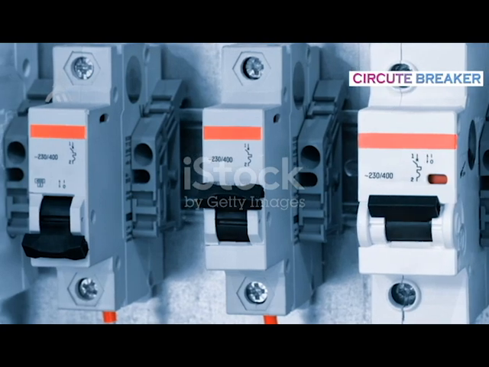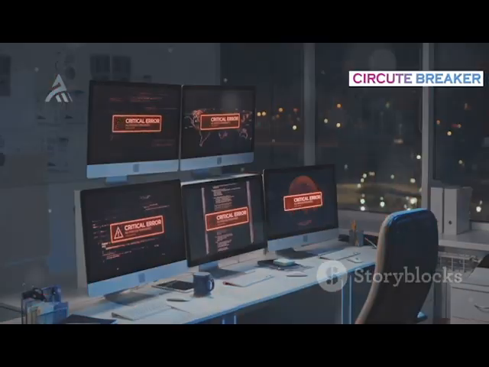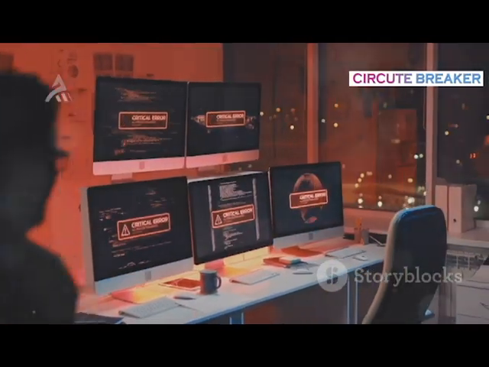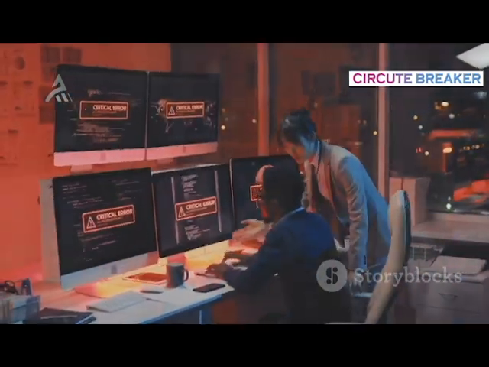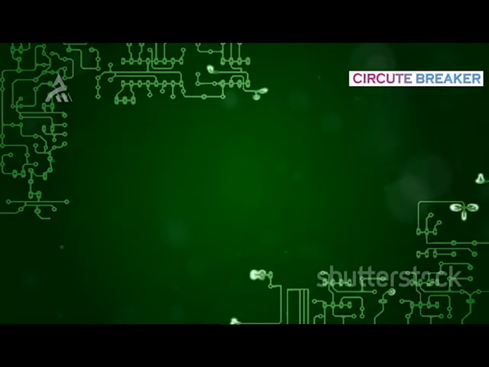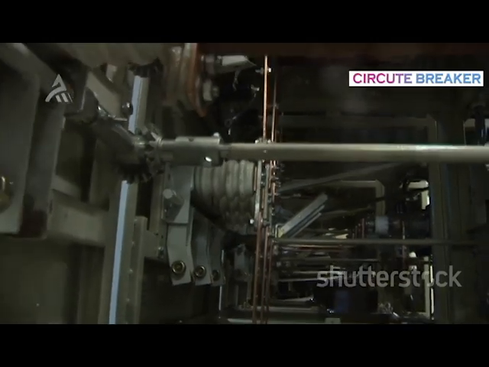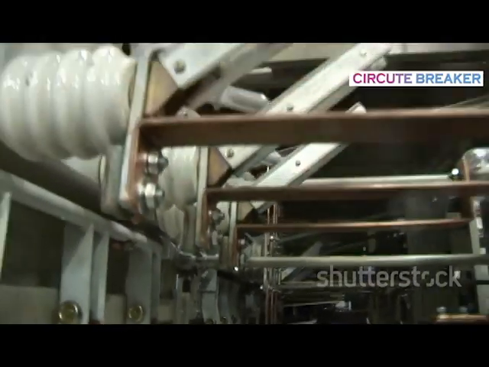Circuit breakers in software work similarly. They protect our microservices by detecting when a service is experiencing problems, such as slow responses or timeouts. When a circuit breaker detects a problem, it trips, preventing further requests from reaching the troubled service. This gives the service time to recover and prevents the failure from impacting other parts of the system.